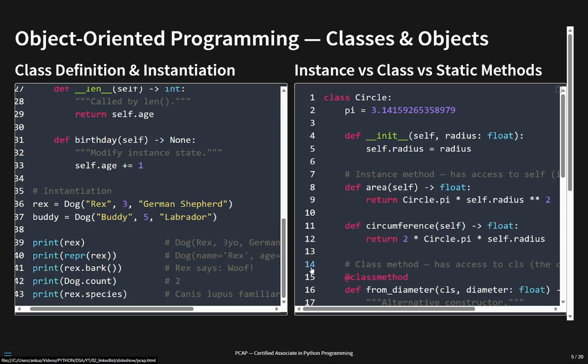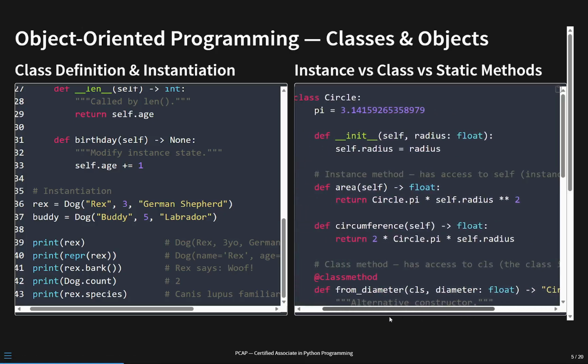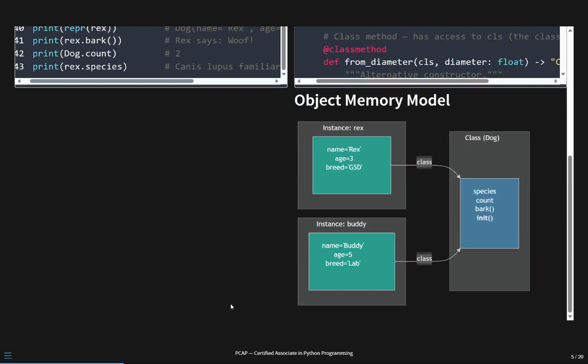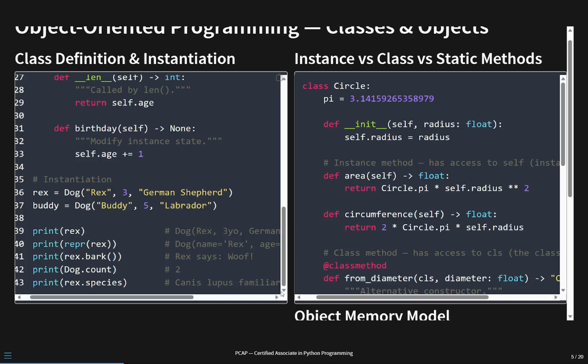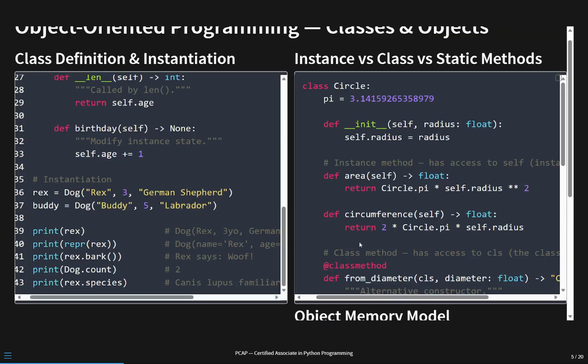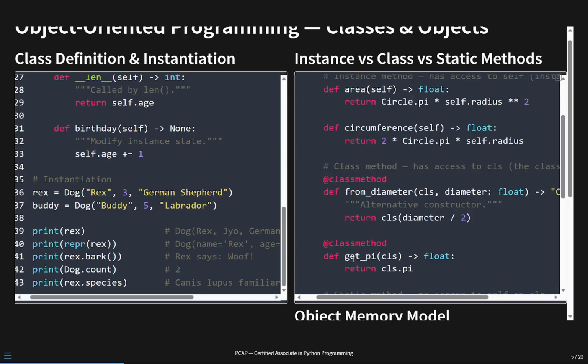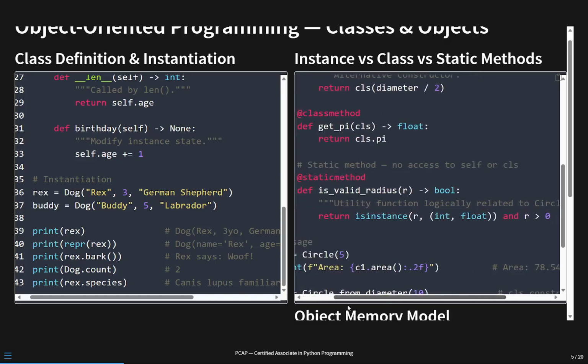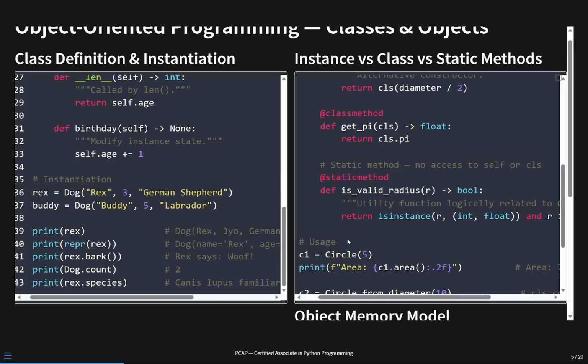Next, the three method types. Instance methods, defined normally, take self and access instance and class data. Class methods, decorated with @classmethod, take cls instead of self, and access the class but not instance data. Use class methods for alternative constructors. Circle.from_diameter(10) creates a circle from a diameter instead of a radius. Static methods, decorated with @staticmethod, take neither self nor cls. They're logically related to the class, but don't need access to any class or instance data. Utility functions that belong in the class namespace.